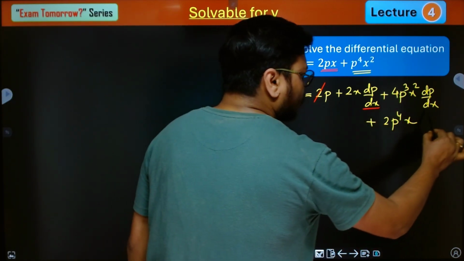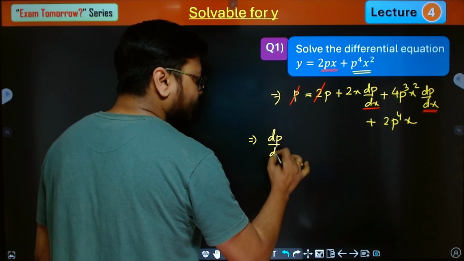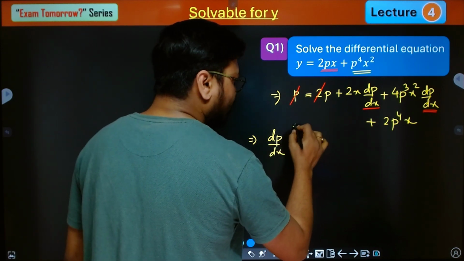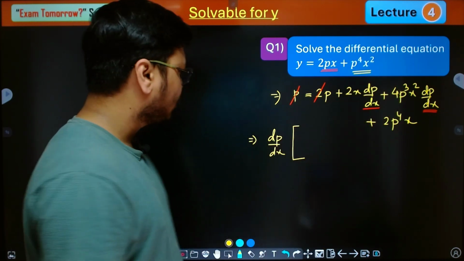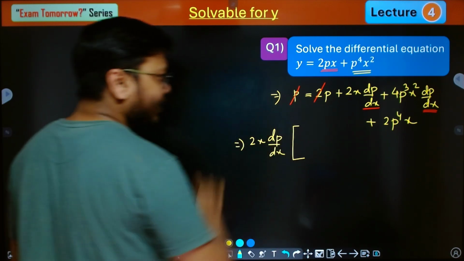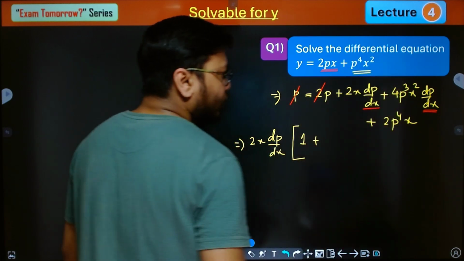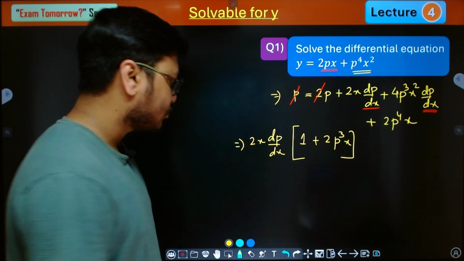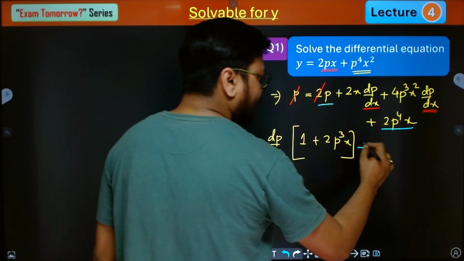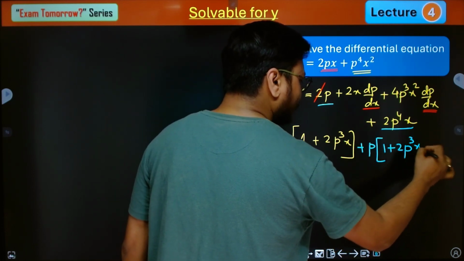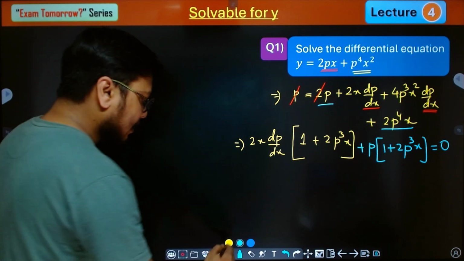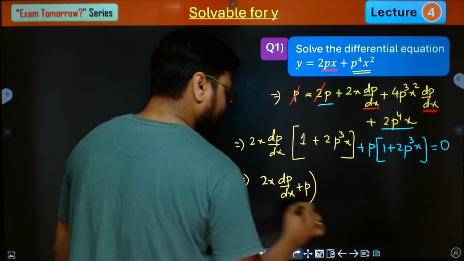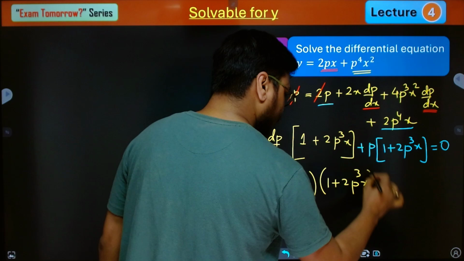Let's try to take the dp/dx common on that side. If I take the dp/dx common, usually this is the easiest way. Try to take the derivative common. Things will get sorted automatically. So if I take dp/dx common, along with dp/dx, I can take a 2x common as well. So if I take 2x dp/dx common, I have 1 plus, I've taken 2x common, so 2p cube x is remaining. And in the remaining two terms, if I take a p common, I have 1 plus 2p cube x equals 0. So we have easily factorized the thing. The factorization would be 2x dp/dx plus p times 1 plus 2p cube x equals 0.